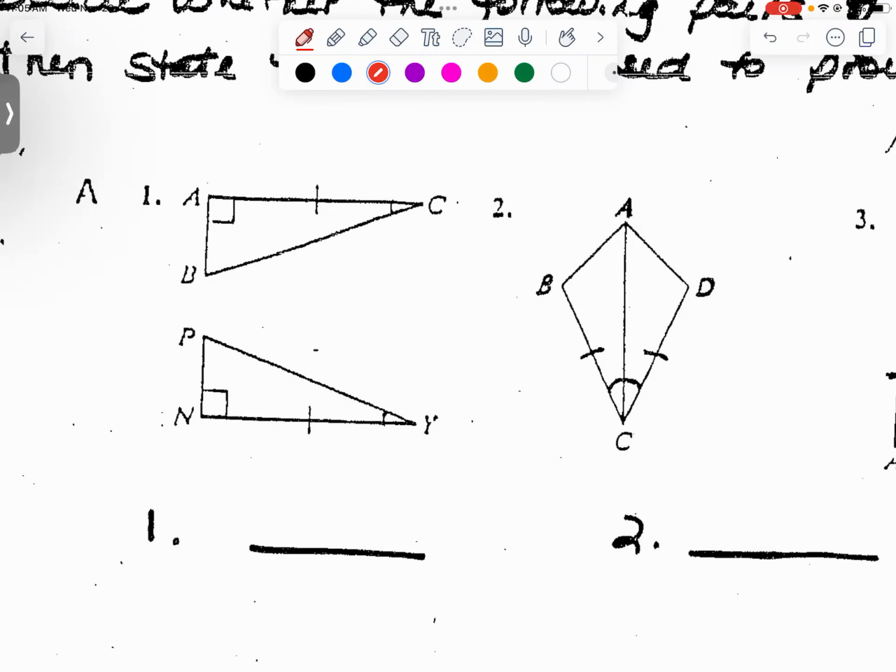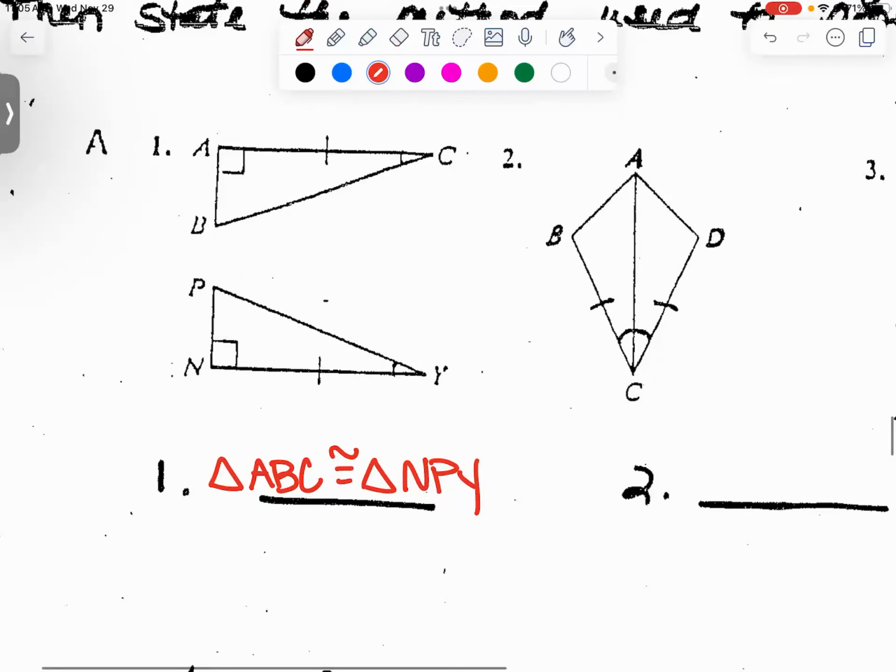By what? So you're gonna tell me that triangle ABC is congruent to triangle NPY by angle side angle. Okay. Sound good?